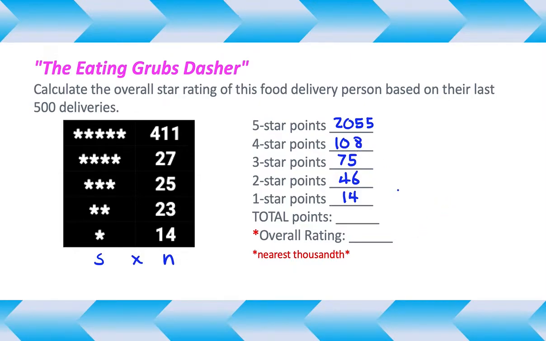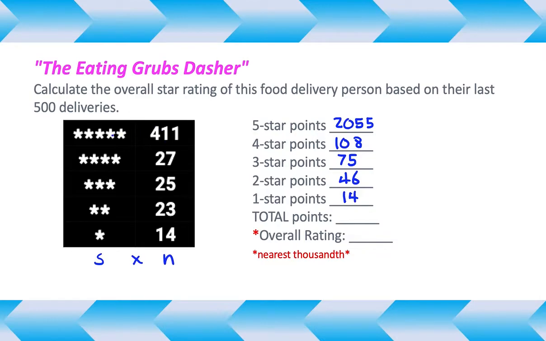Okay, so what you do is you add up all of these points. It's kind of like tests. We've done a whole bunch of test averaging. You would divide by the number of tests. Well, in this case, you are going to divide by 500 ratings. So you have to figure out the total number of points and then divide by the number of ratings. So that's how you get the total points.